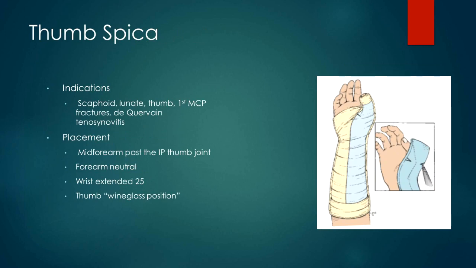Thumb spica. Indications are going to be for lunate, scaphoid concerns. So anytime somebody has a fall on an outstretched arm with tenderness over the scaphoid or in the anatomic snuff box there, they will likely get a thumb spica splint just to make sure that they're not moving that and you don't get that avascular necrosis associated with it. So it's going to go around the thumb. As you can see there, it kind of wraps around the proximal aspect of the thumb, and then runs up the mid forearm past the IP thumb joint there. You want the wrist to be extended in about 25 degrees and your thumb to be in the wine glass position there. So kind of just like it's sitting there holding a glass.